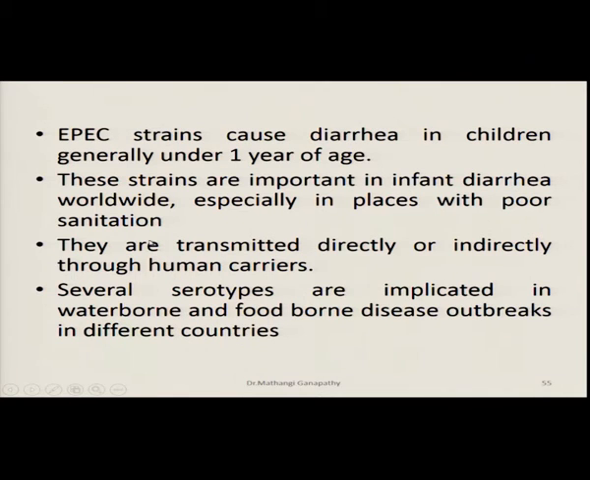So, EPEC strains normally are very common in underdeveloped countries where malnourishment is very common and proper nutrition is not available for children, especially below the age of 1. Sanitation procedures in these countries will also not be proper. Hence, the spread of this among children would be very common there. And you have several serotypes which are implicated in both waterborne and foodborne disease outbreaks in different countries.